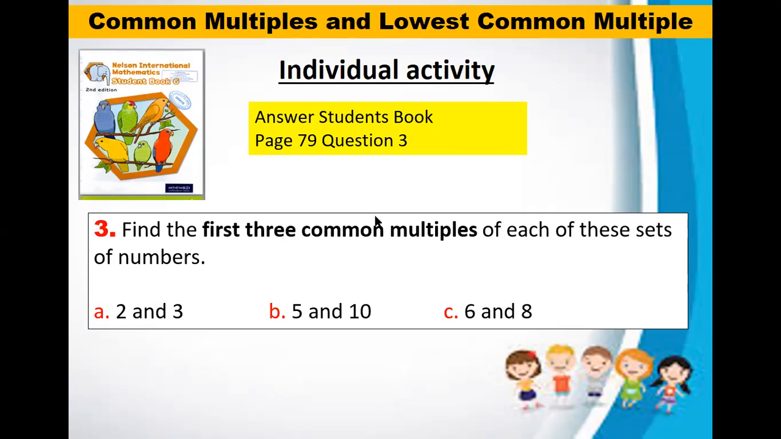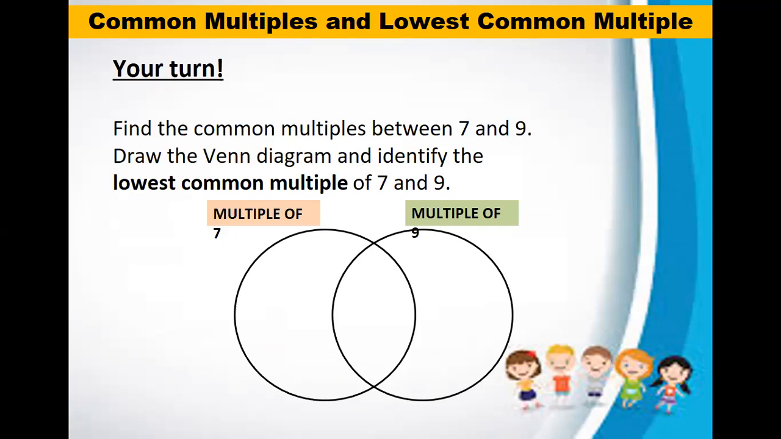Okay, let's move to the next one. So you can check now your answer. So 10, 20, 30, and 24, 48, 72. Now, I want you to find the common multiples between 7 and 9. So if you want, you can write first the multiples of 7 and 9, and then you can put them in the Venn diagram. Okay? You can pause your video, then you can answer.